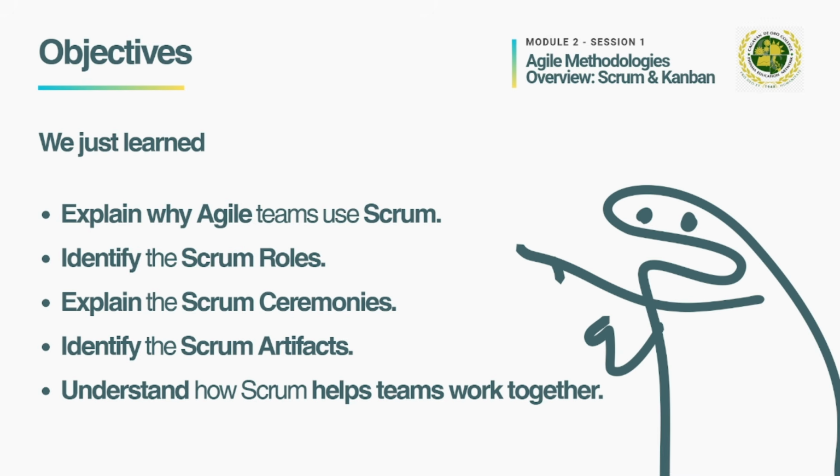We talk more about each process, on how they meet their deadlines and how they meet regularly in order to maintain each sprint and each feature that needs to be implemented. We identify the Scrum artifacts, on how they keep track of the features that they've added, what are the current features that have already been built, and the list of features that they are about to build. And we also understand how Scrum helps teams work together.